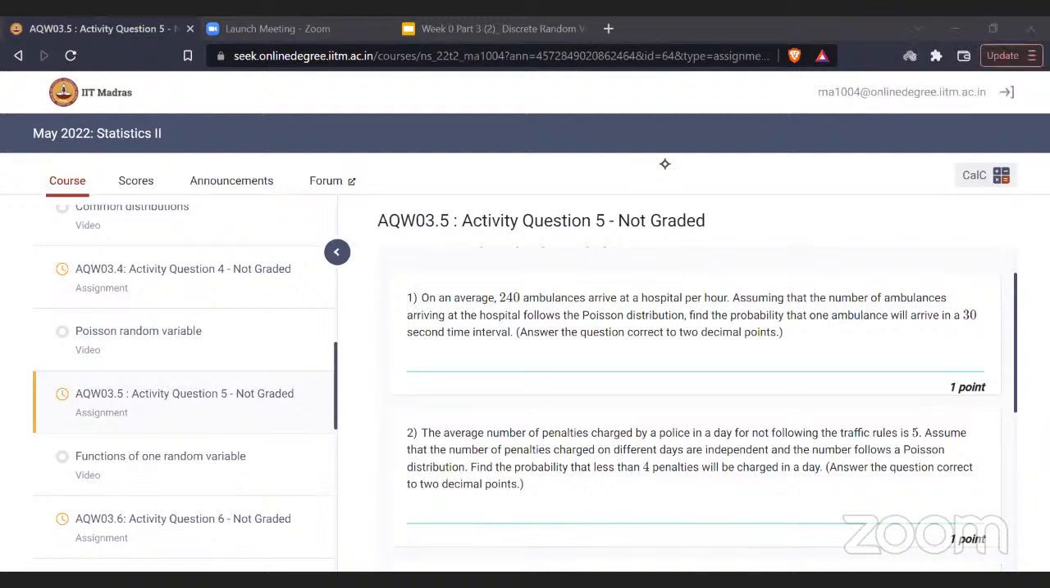Anybody else? 0.271. Okay. So all of you are able to solve this problem. So all three answers that I've received are all correct. So all of you are able to solve?